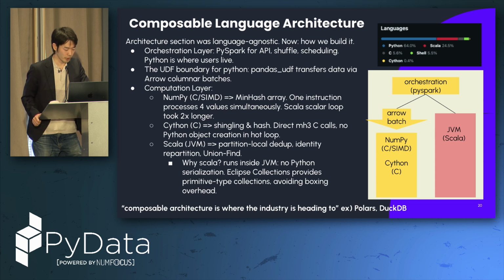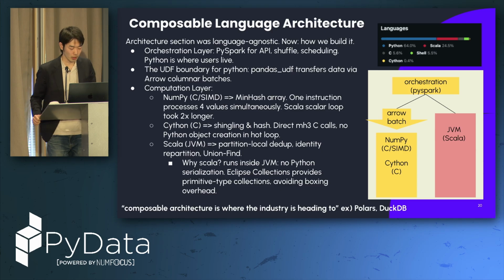One key takeaway from this slide is that composable language architecture is where the industry is heading. For example, Polars and DuckDB are kind of doing a similar thing. They both have the orchestration layer in Python where users interact, but the computation layer is done by a different implementation. For example, Polars' implementation is in Rust.